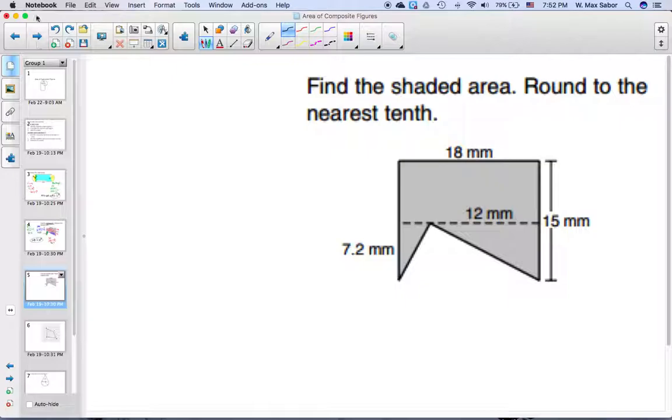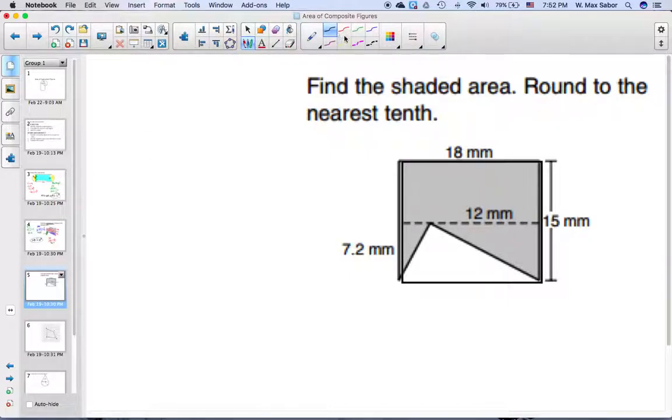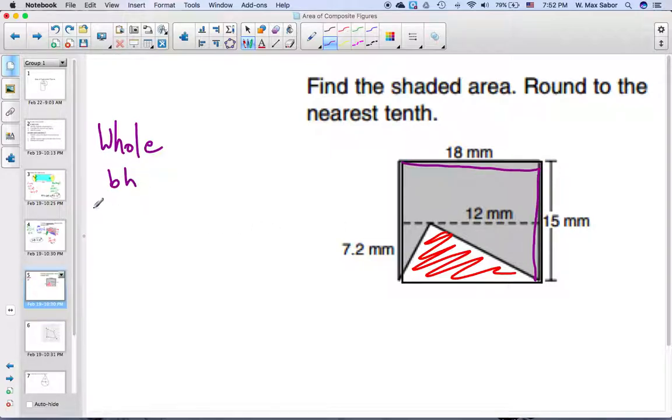But we could also do this by looking at the larger shape. If you look at the larger shape going on here, you can say that that's a rectangle, and then subtract out the negative space of the triangle inside. So the rectangle, the whole thing, is a base of 18 and a height of 15. So base times height is 18 times 15, and 18 times 15 is 270.